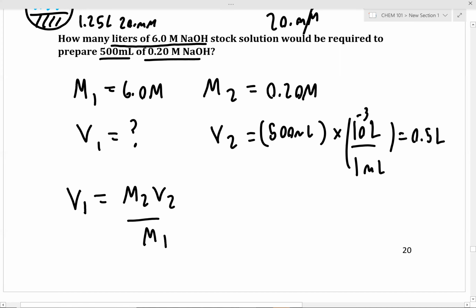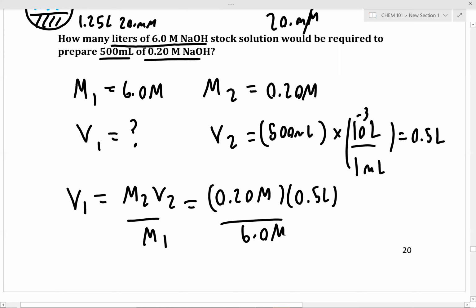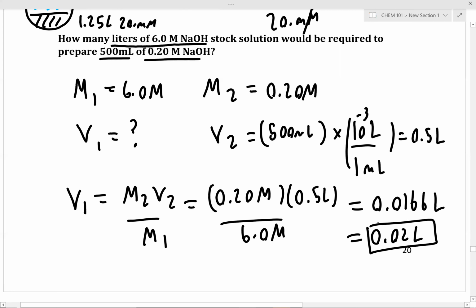Is everyone comfortable with me rearranging the equation before I plug in the numbers? Let's now substitute the numbers here. We have 0.20 molar times 0.5 liters over 6.0 molar, and that in turn gives us 0.2 times 0.5 divided by 6.0. That gives us 0.0166 liters, which we then round to 0.02 liters.